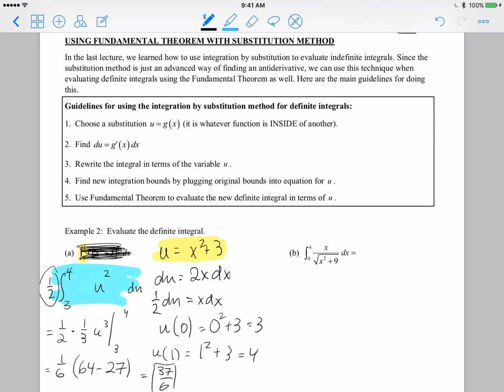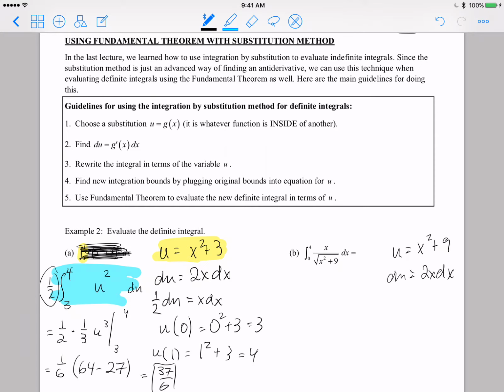Okay, letter B, we have the integral from 0 to 4 of x over the square root of x squared plus 9. So again, I know it's a u-substitution problem because I see a function, x squared plus 9, inside of another function, which is the square root. Okay, so u is going to equal x squared plus 9. That means that du is equal to 2x dx.